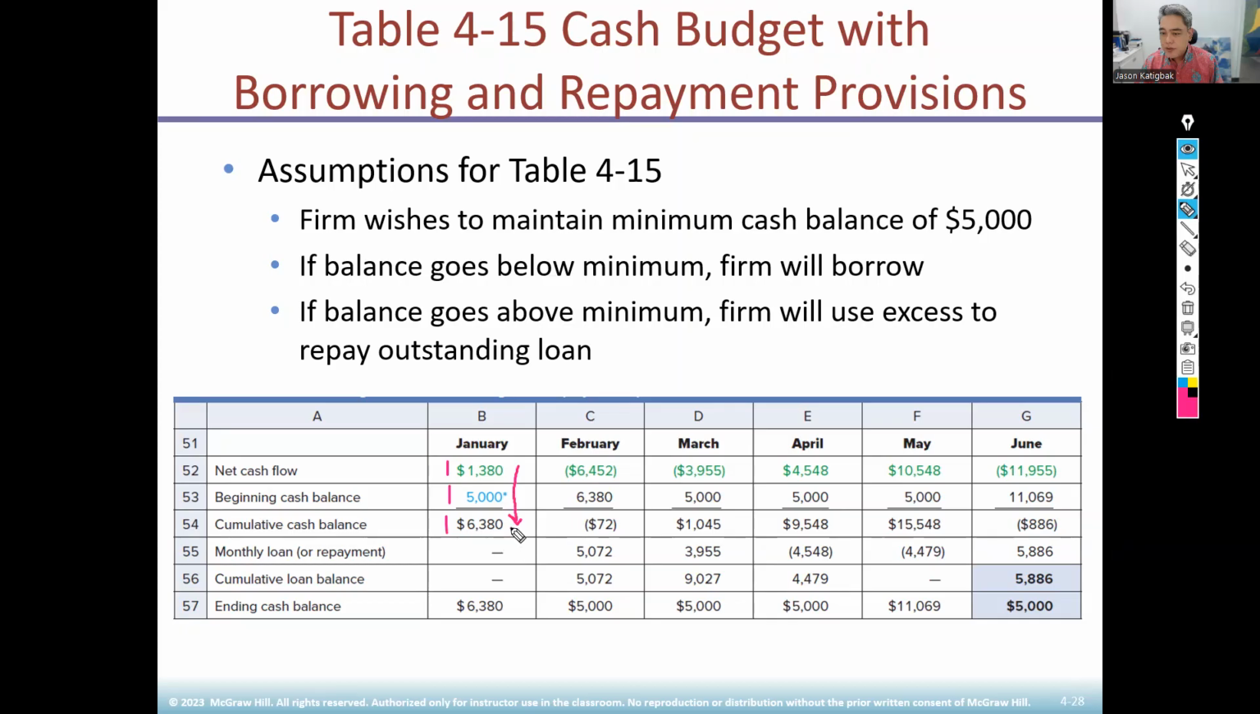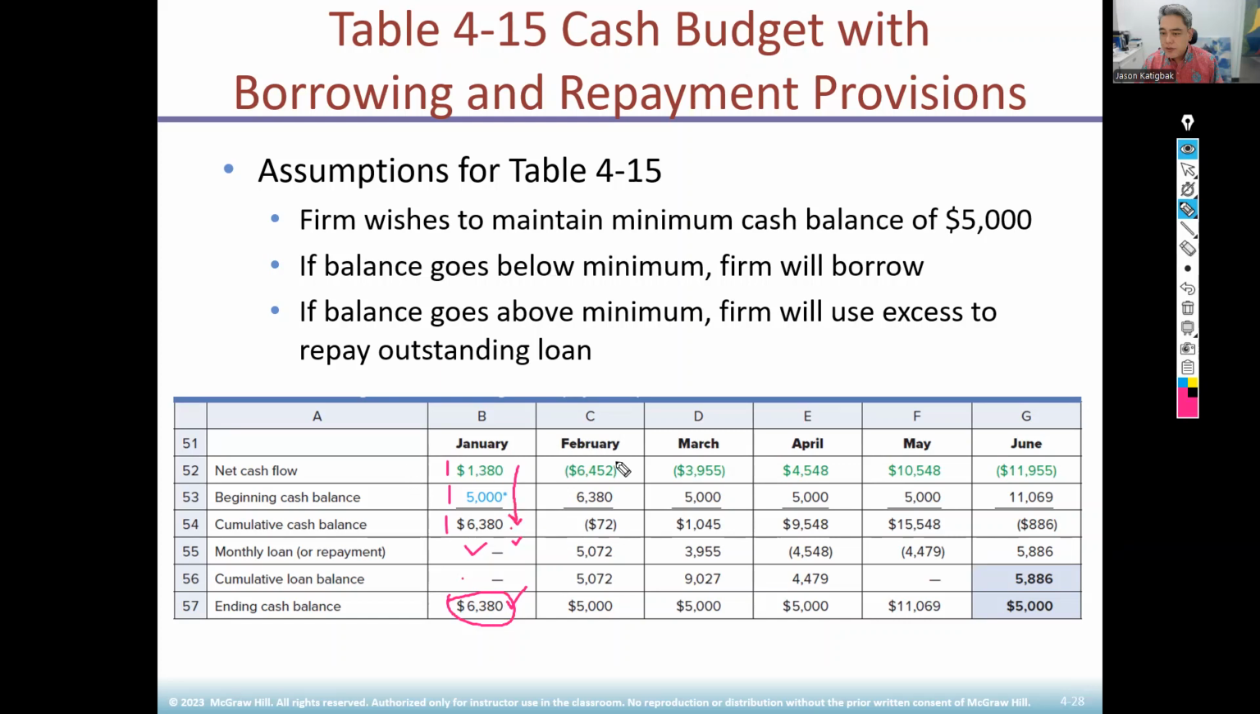Now, the cumulative balance as of January, did you meet the 5,000? Yes, you met the 5,000 because it's actually higher than 5,000. And then you don't have anything to pay as a loan, nothing, because the problem did not say that you have a loan balance. That's why you're actually good here.